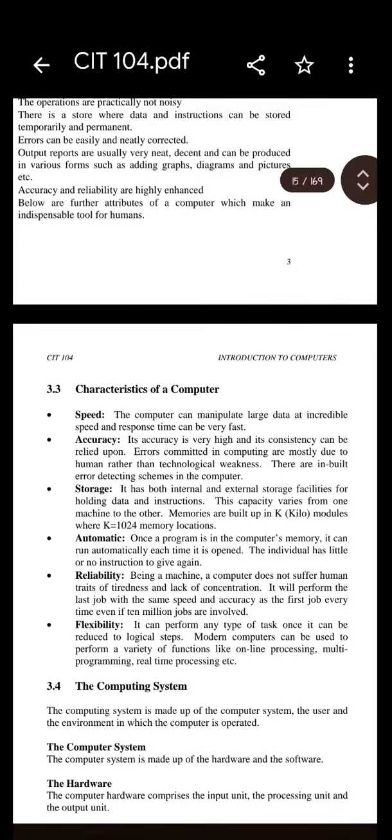Memories are built up in kilo modules. That's the unit for memories in a computer. And 1 kilo module is equal to 1024 memory locations. Now, let me give another name for this: its memory location is called a byte. Bytes. Please write it down. Byte is the unit of measuring memory in a computer.